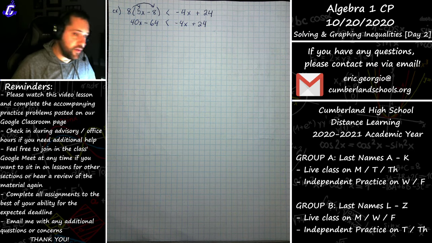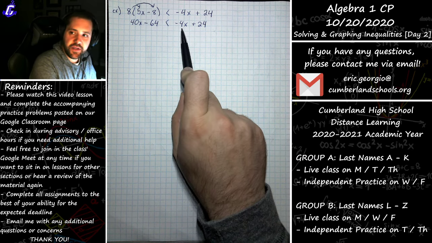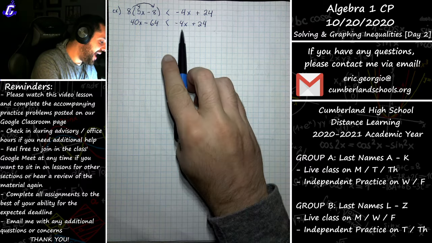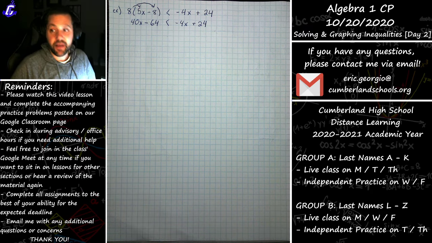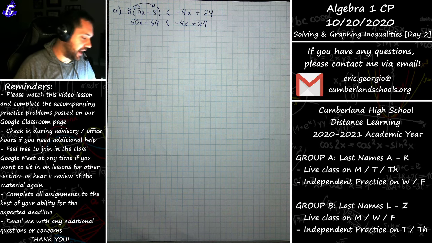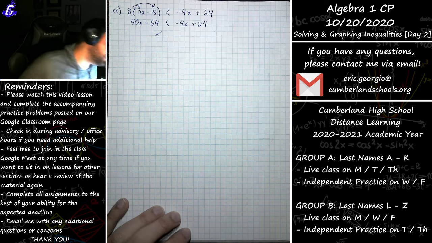What we can do is subtract the 40x over to this side to eliminate the 40x, or we can add 4x to both sides to eliminate the negative 4x. Which one do you choose to do? Personally, I would be inclined to add the 4x because that would keep everything positive and it would probably be easier to do it that way. But let me show you what happens if you go both ways.